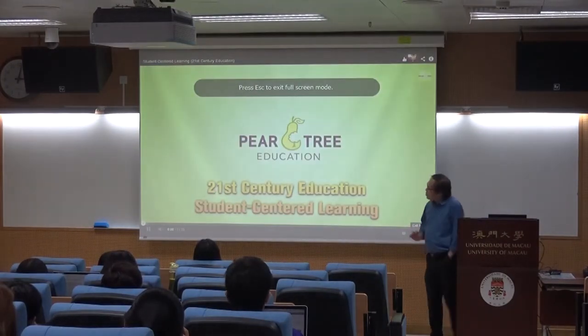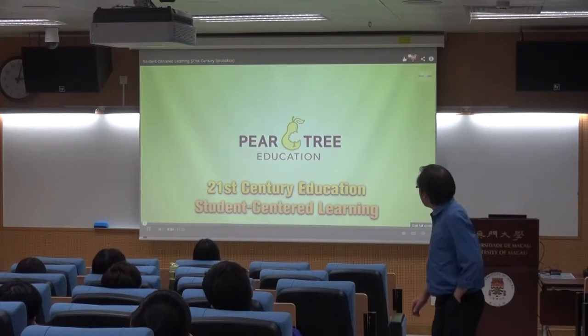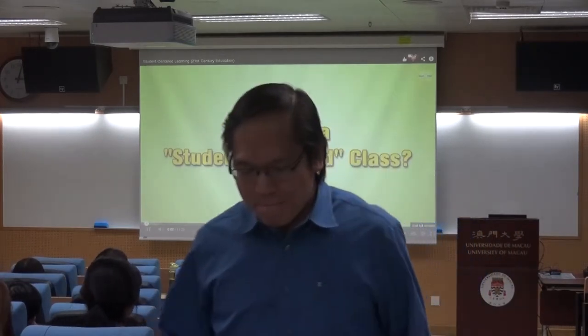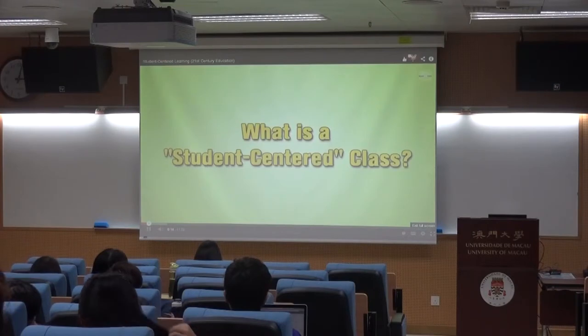So watch. Hi, this is Paul from Pear Tree Education. Today's video is about student-centered learning. Like many aspects of 21st century learning, student-centered learning is fairly misunderstood. To judge whether a class is student-centered, you first and foremost have to ask yourself, who's doing all the work in the classroom, the teacher or the student? If it's the teacher, then the class is teacher-centered.